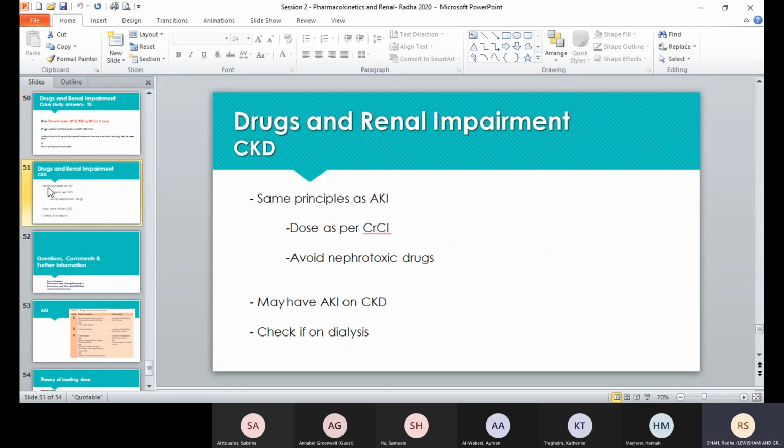So lastly, drugs in renal impairment, same principles as AKI, doses as per creatinine clearance, avoid nephrotoxic drugs. And you can have an AKI on top of CKD. And you should always check if your patient is on dialysis.